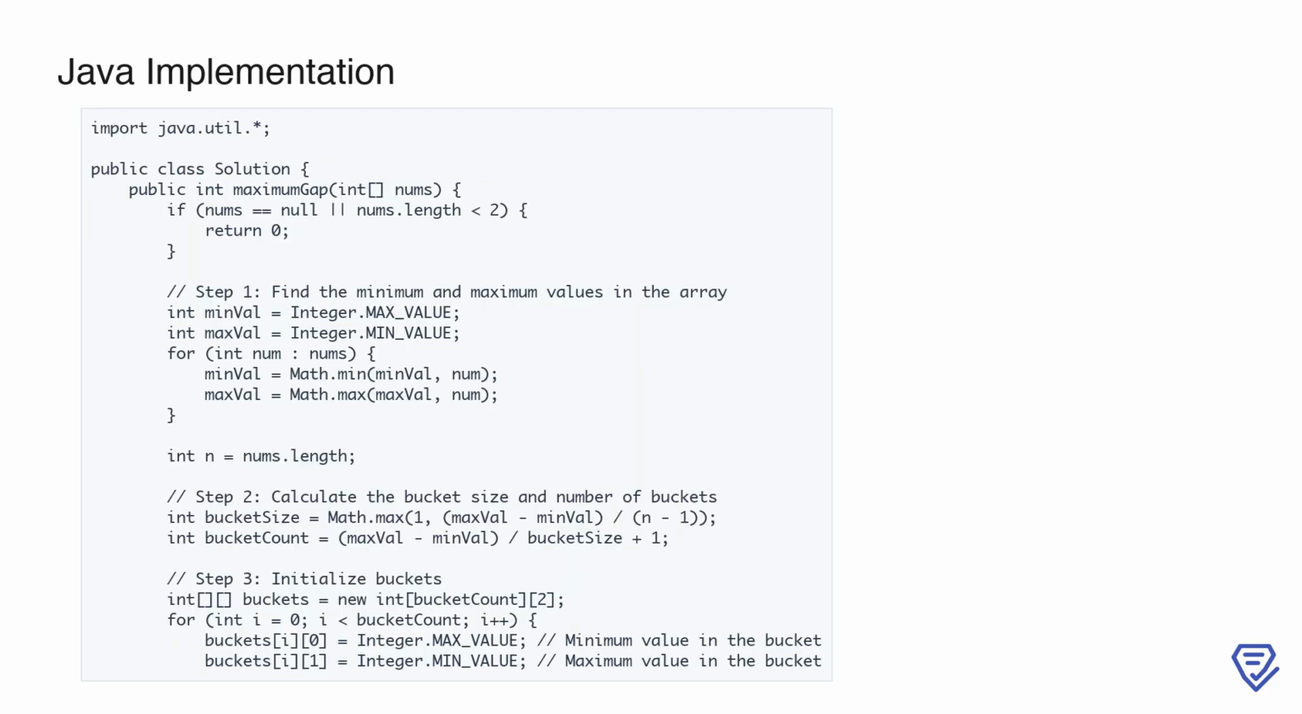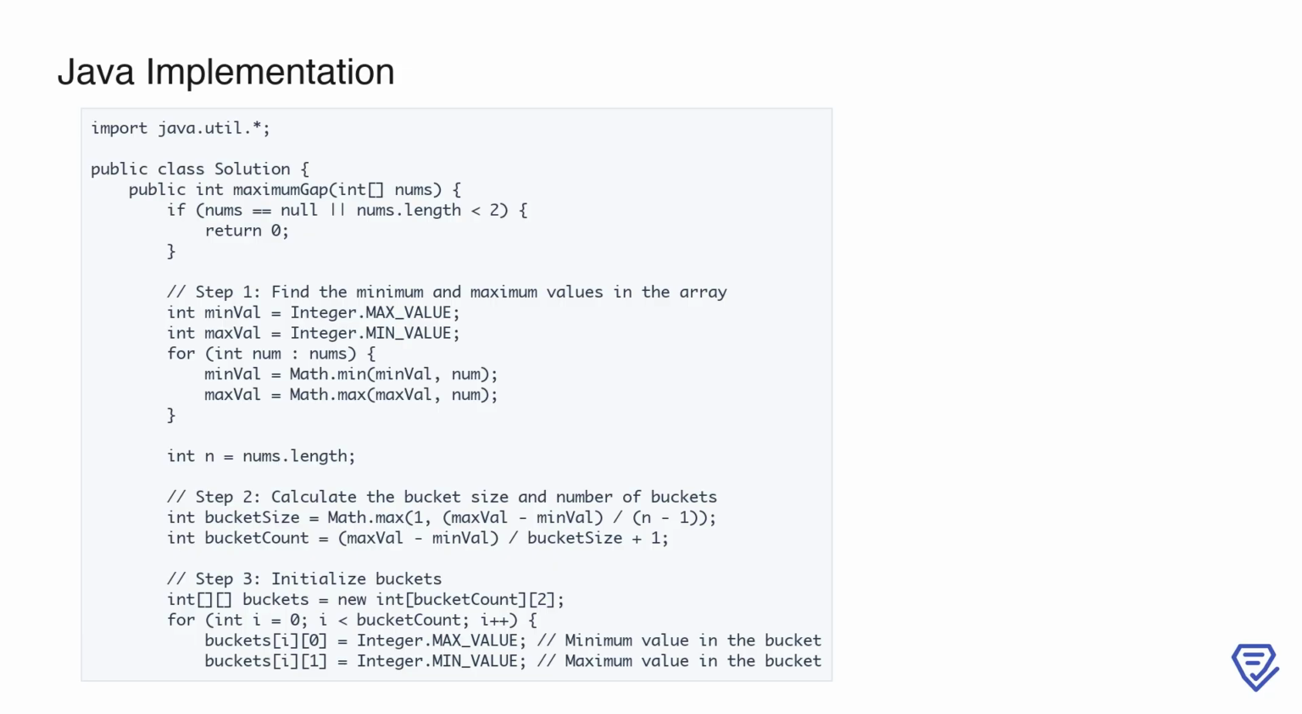Here, we begin the Java implementation of the maximum gap problem. First, we handle the edge case where the input array is null or has fewer than two elements. In such cases, we simply return 0, as no gap can exist. Next, we proceed to find the minimum and maximum values in the array. This is done using a simple loop where we iterate through each number and update our minimum and maximum variables accordingly. Once we have the minimum and maximum values, we calculate the bucket size and the total number of buckets.